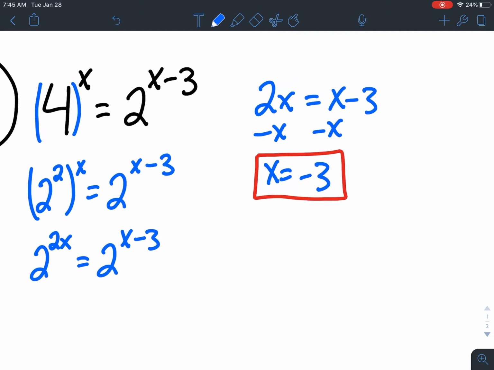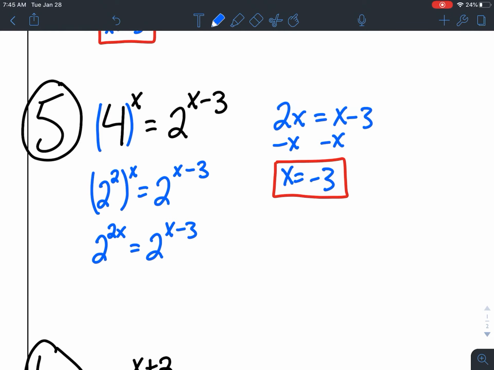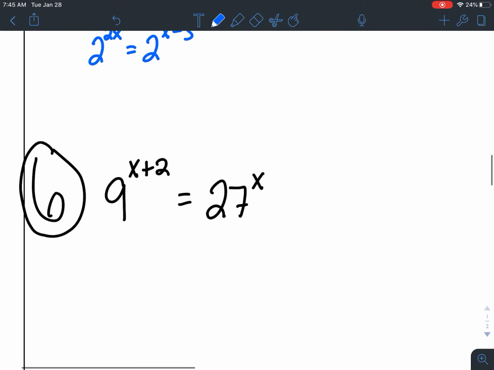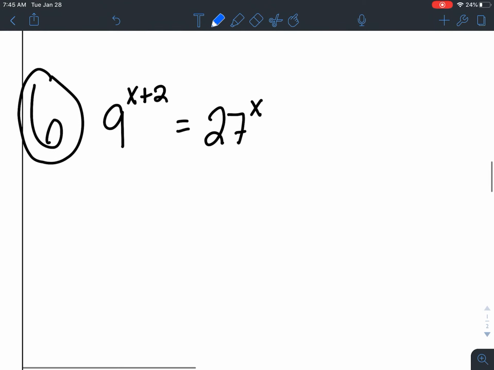So a little more complicated in this case, because I had an x in my exponent that I had to deal with. But again, the name of the game is getting my bases to be the same. Didn't mean for that to rhyme so much. It happens. All right, with the last one in box 3.